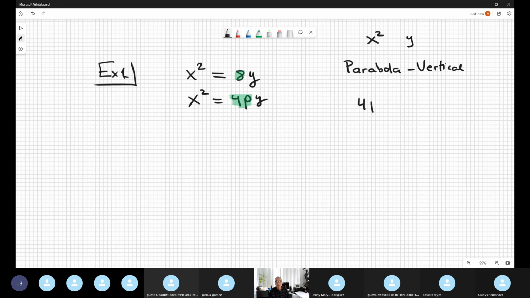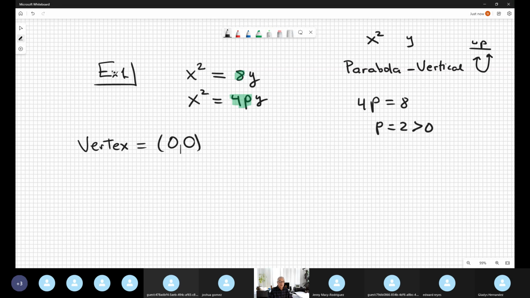I copy one corner of the piece of paper: 4p equals 8, therefore p is 2. And it's positive, that means that this parabola is vertical and opens up. Opens up. So far, everyone follow me? In this case, it makes no sense to talk about a center. The parabola has no center. The parabola has a vertex, and the vertex is located at the point 0, 0.